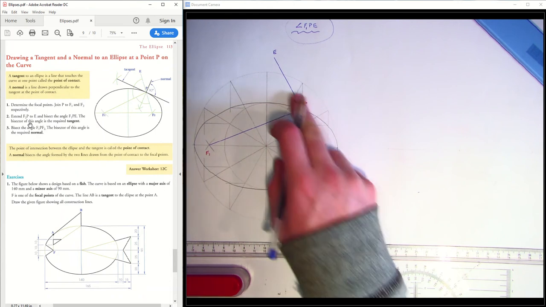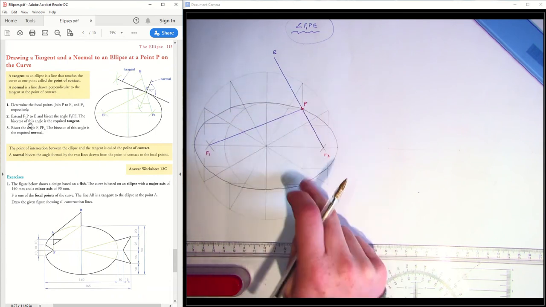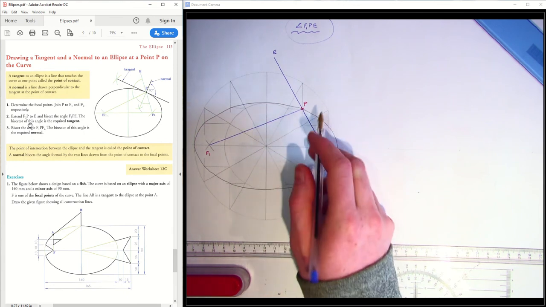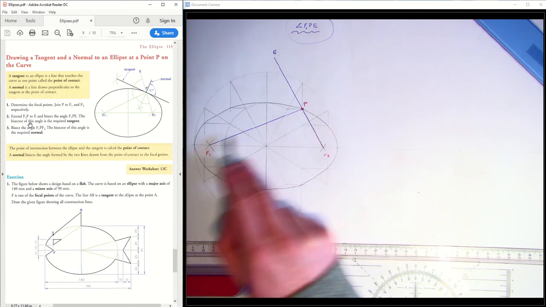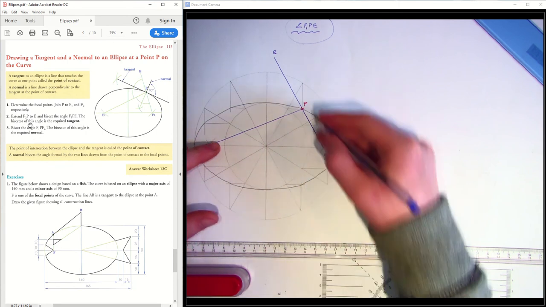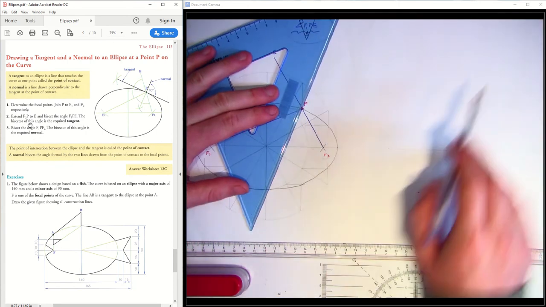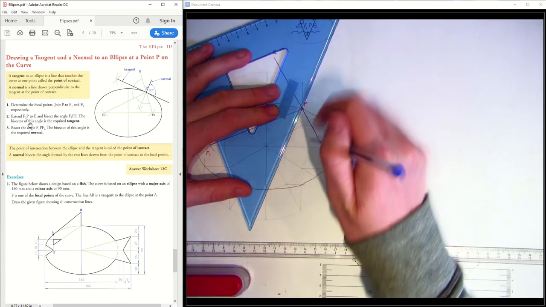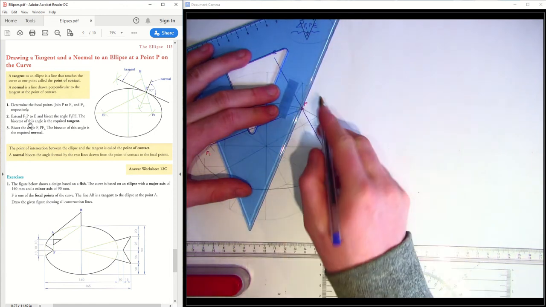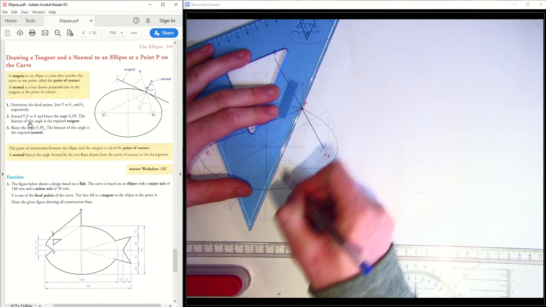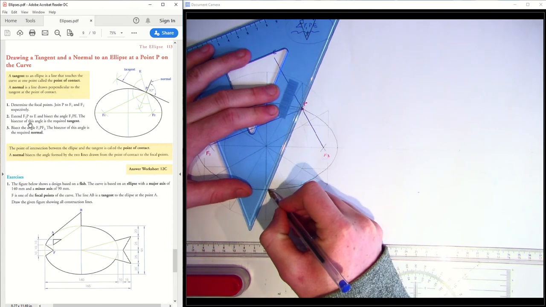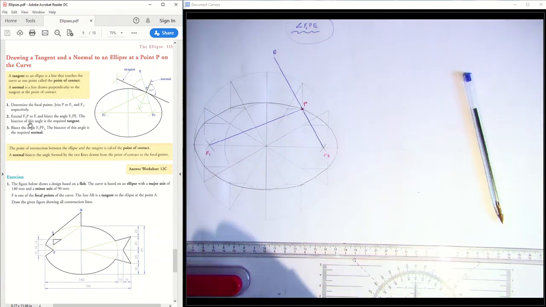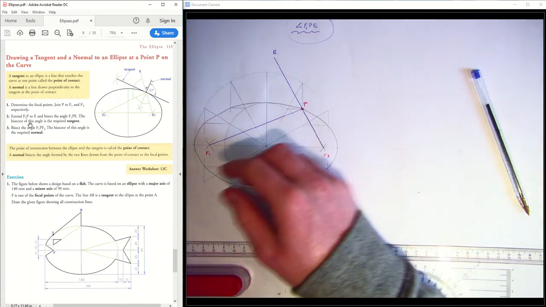tangent. Now, why am I bisecting this angle? Why am I picking this one, and why aren't I bisecting, for example, this angle here? Well, if I bisect the angle F1PF2, for example, the bisecting line of that angle is going to run something like this here. That bisecting line would touch the ellipse at two points, so I know it can't be a tangent, because a tangent only touches an ellipse at one point. So I'm going to go ahead and bisect this angle.